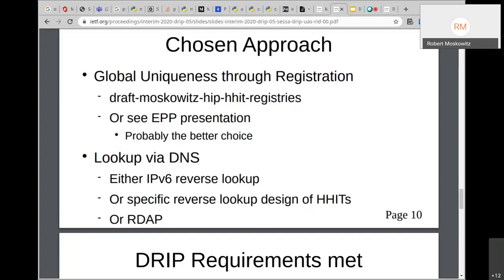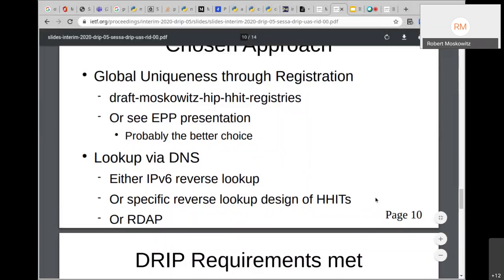I think the way forward for the global uniqueness and the lookup is leveraging EPP and RDAP. That's not what's in the draft, and I'll be needing text to add to that. I should say the key part: I don't claim I have the best DNS structures for it, and I'm interested in comments on improvements on that. I'm open on what way we may go forward on that.